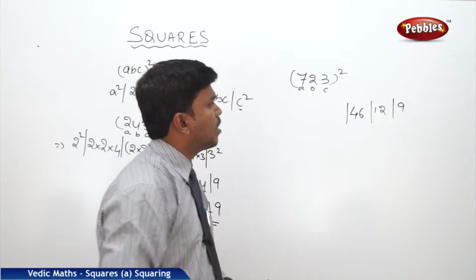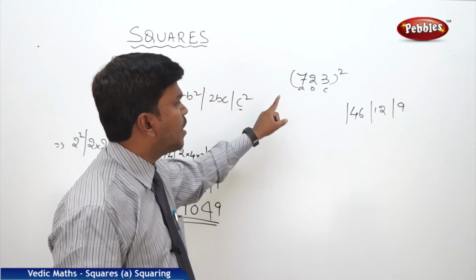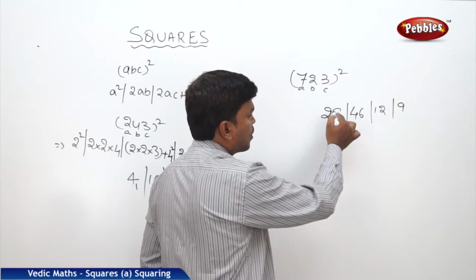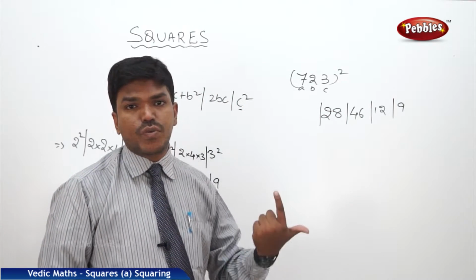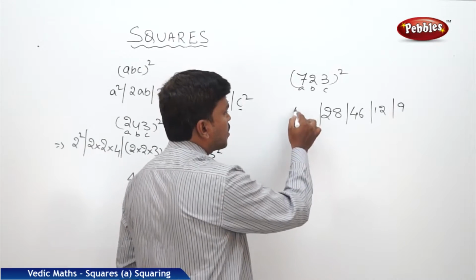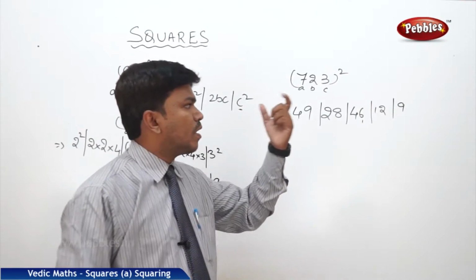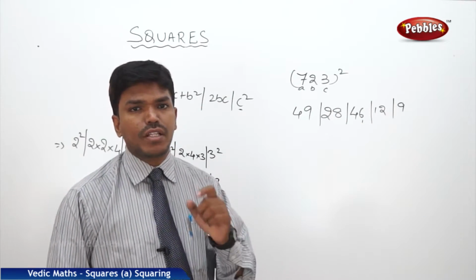Next, 2ab. So what is 2ab? 2 7s are 14, 14 2s are 28. Next, what is a square? Finally, 49. Now we got the answer. But it is in balancing mode, so you need to balance it to get the final answer.